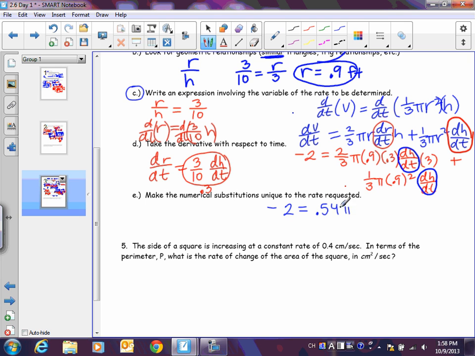All right, and so we still need to put the pi there, right? And then that's then dh/dt. All right, plus, now you're going to type this in. 1/3 pi times 0.9 squared. You're going to get another decimal, and we could write it as a decimal or fraction.